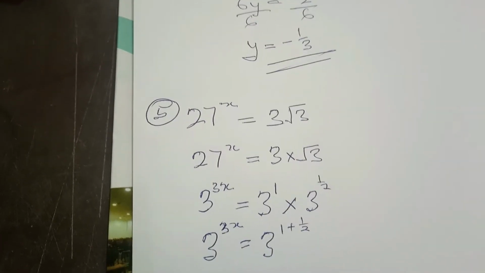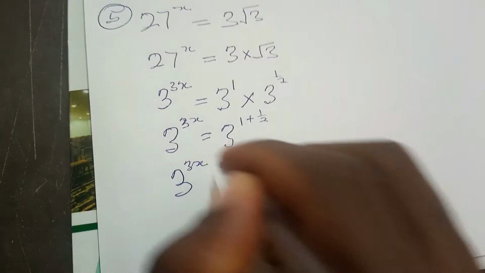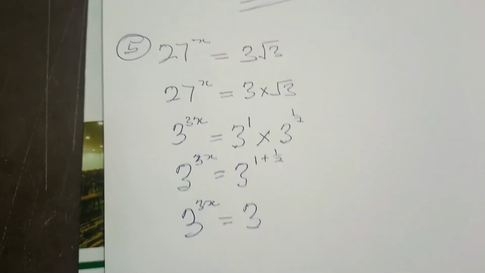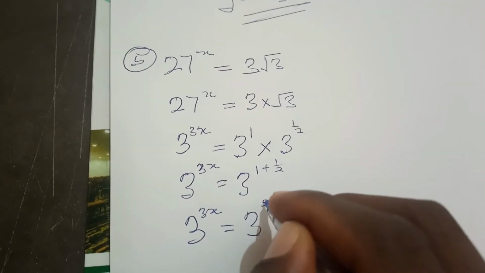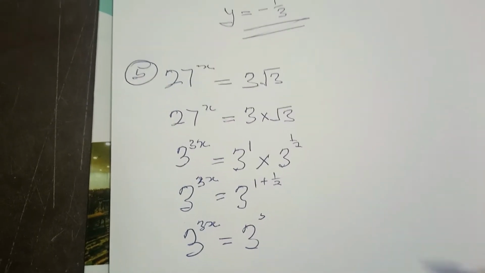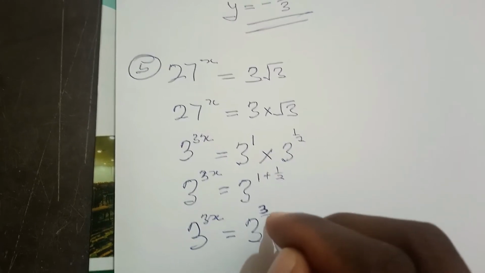So that is going to give us 3 exponent 3x being equal to 3 exponent 5. Okay, let's do the addition at once. So 3 over 2.